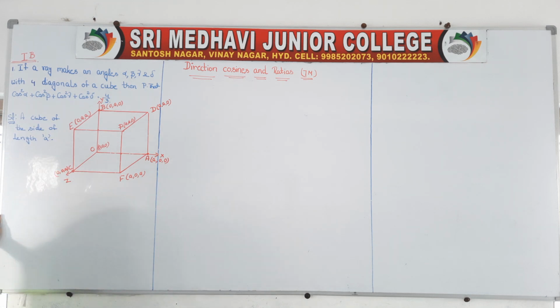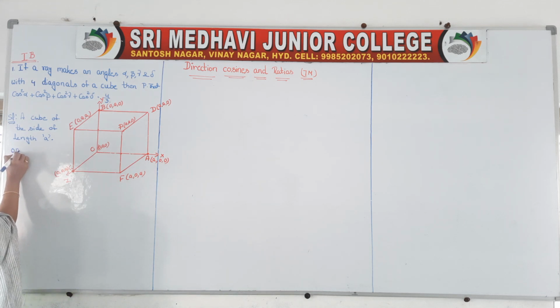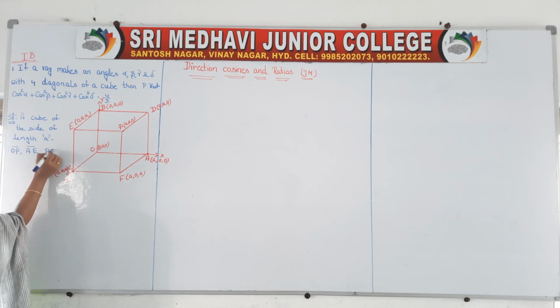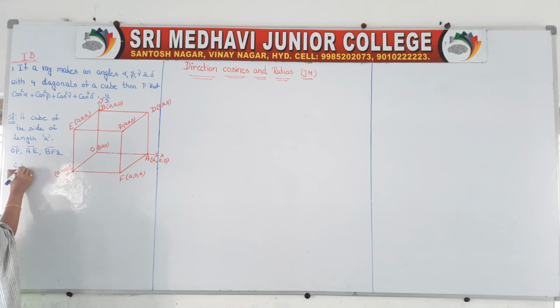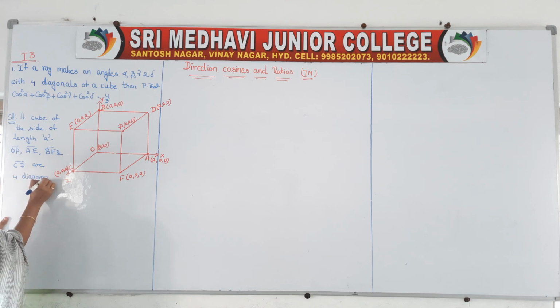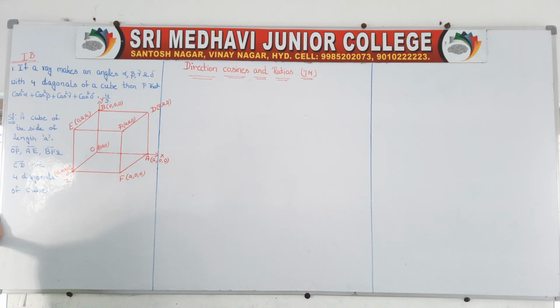Now you take the diagonals. How many diagonals are possible? OP bar, AE bar, BF bar and CD bar. These are the 4 diagonals of the cube.